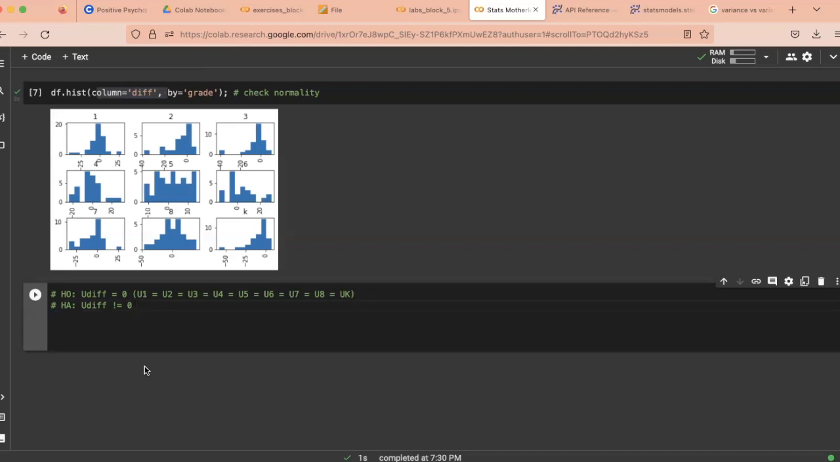So let's put this in both. At least one pair is different. So apologies for the mistake. Thankfully, I caught myself. But yeah, I put it here in bold.